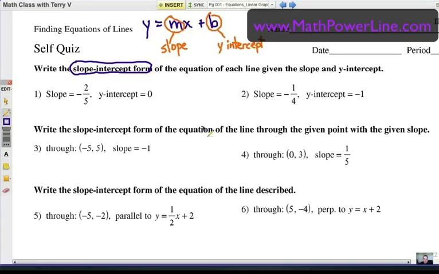Now, if you need a reminder, the slope-intercept form is y equals mx plus b, where the m term, the coefficient of the x, is the slope. A lot of times it's a fraction, but not always. Could be a positive or a negative there. And b is the y-intercept, where the line would cross the y-axis.